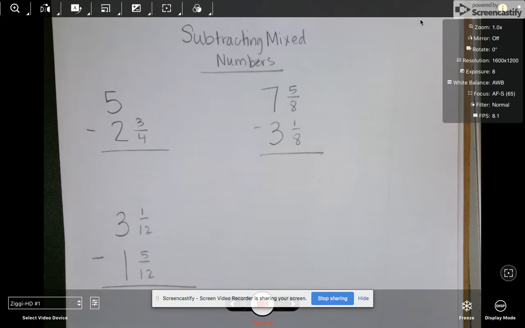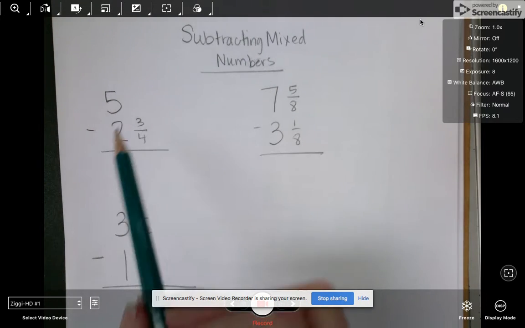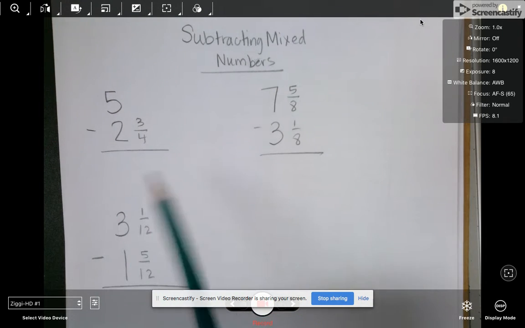I'm going to walk you through some problems on subtracting mixed numbers, and hopefully this will help you when you're helping with your student at home doing their work. The first problem we're going to look at is 5 minus 2 3/4.